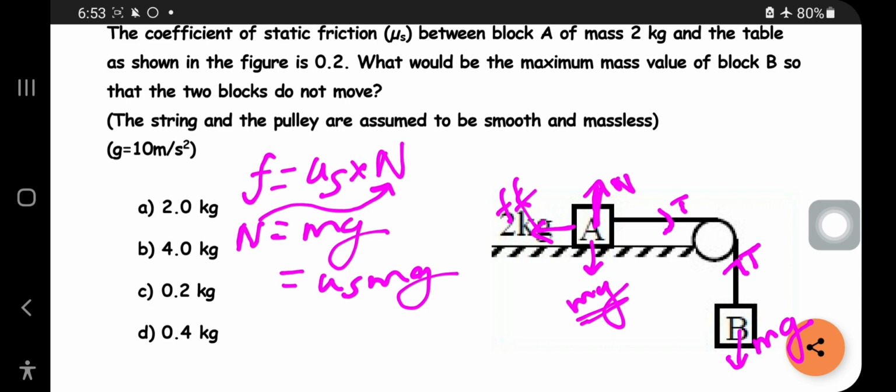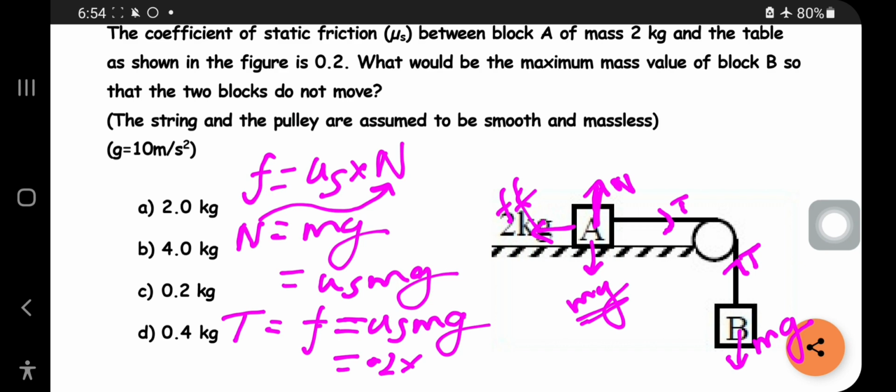Here, friction and tension should get balanced so that the object will not move. So T is equal to the frictional force, that is equal to μs mg. So here what you should do is, what is μs mg?